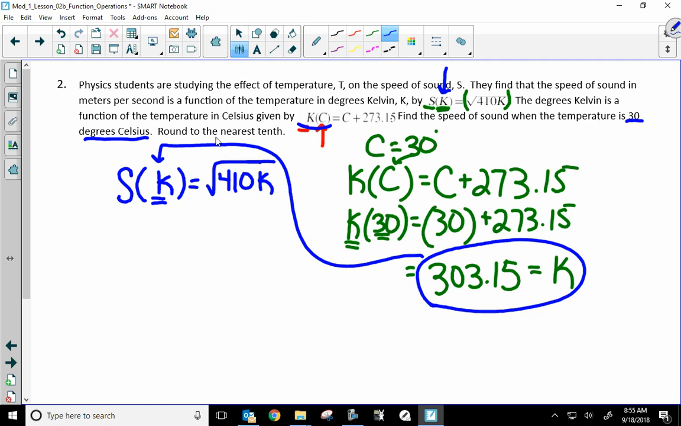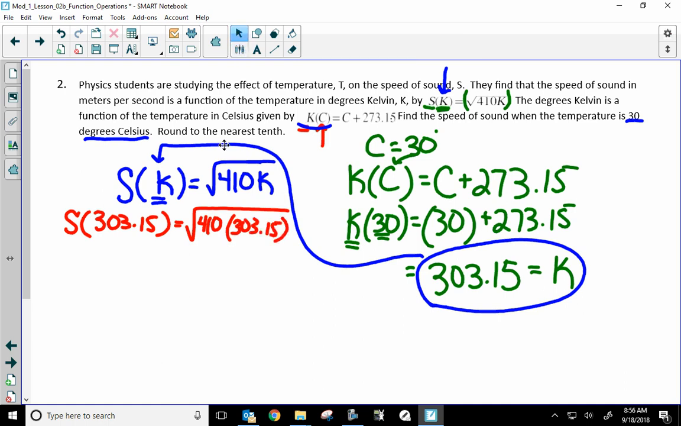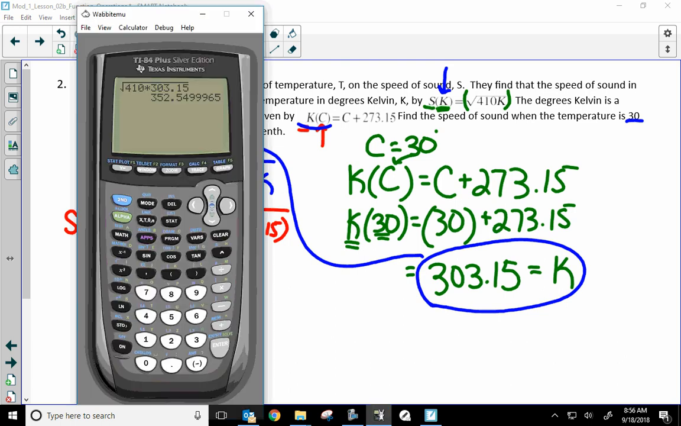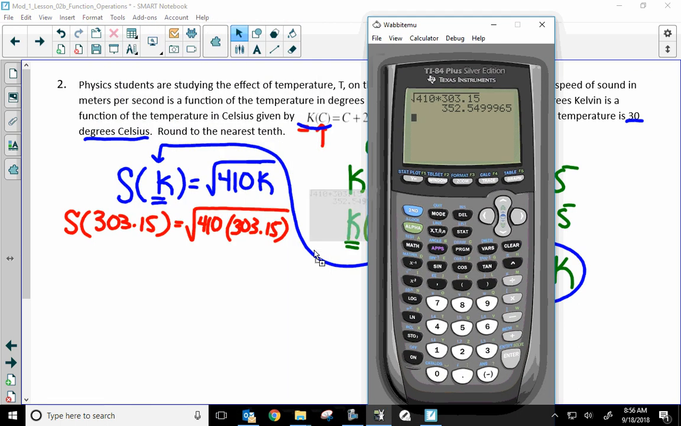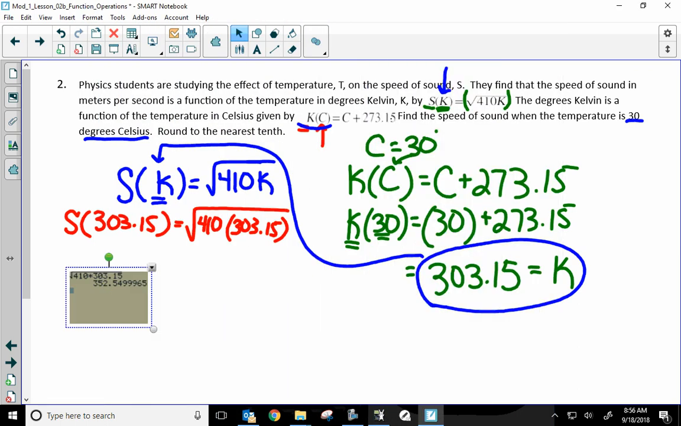Now I can find my speed because I have Kelvin. So let's do this. I'm going to figure out my speed when I have 303.15 for my degrees Kelvin. So that's the square root of 410 times 303.15. I do not expect you to know how to do that off the top of your head. And there it is, I already had it done.